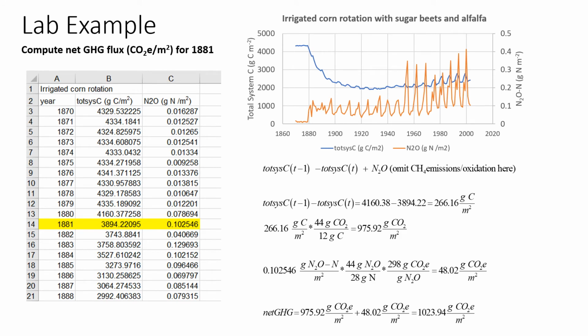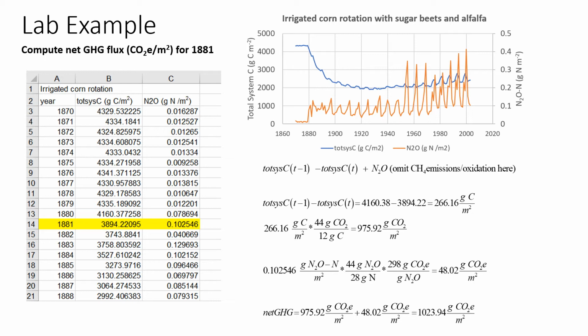Okay, let's look at a small piece of the spreadsheet you're going to be working with for your homework assignment. This is just some numbers, DayCent results from year 1870 on, looking at total system carbon during that year and N2O emissions during that year too. So the total system carbon is meant to be in December of the year. It's at the end of the year. And the N2O emissions are the total N2O emissions that occurred in that year.